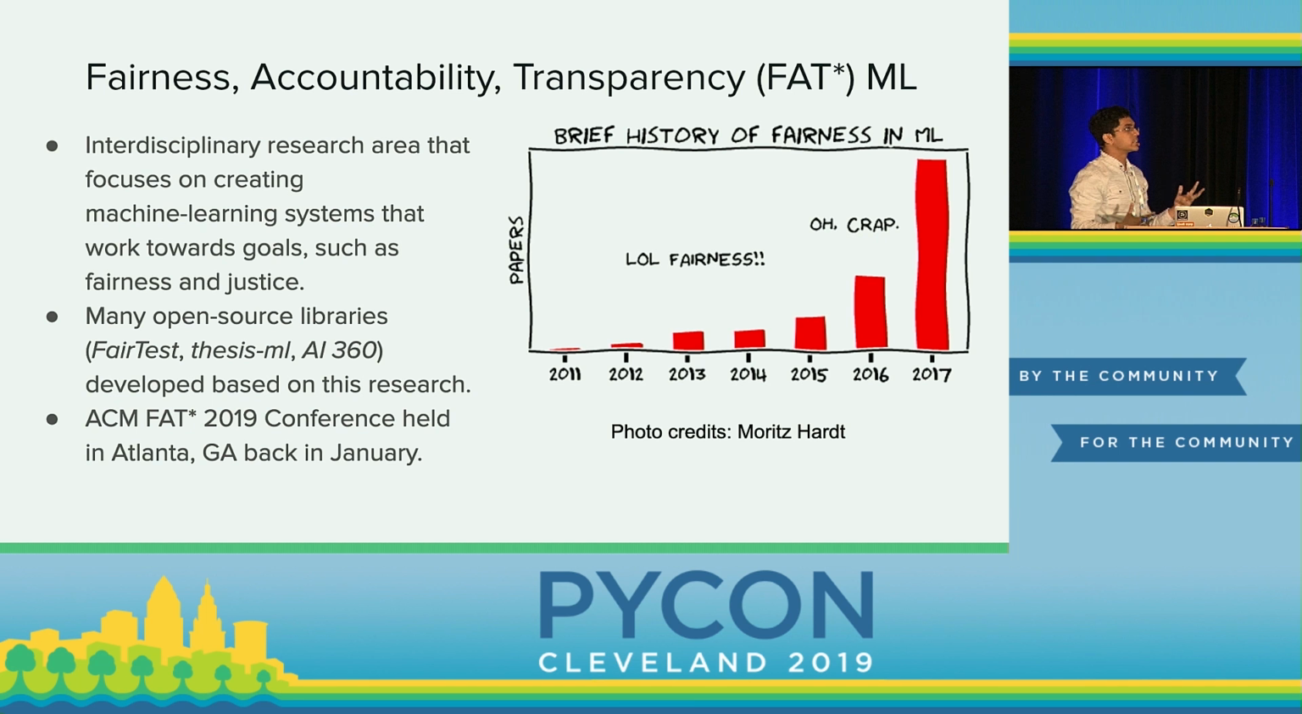And on the research side of algorithmic fairness, there's now a field called Fairness, Accountability, Transparency, FAT* ML. This is an interdisciplinary research area about how we can get machine learning and technical systems to care about ideas like fairness and justice and equality. And it's really exploded over the last few years. You're seeing a dedicated conference for it, ACM FAT*, which was held in Atlanta. We have seen lots of open source libraries about this. And even at this conference, we have another talk about model fairness later today.